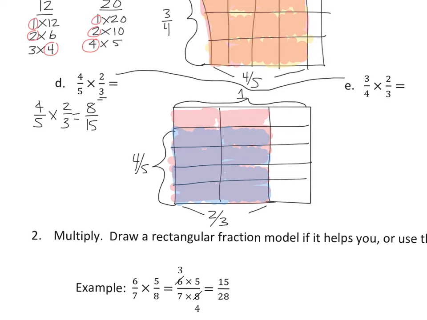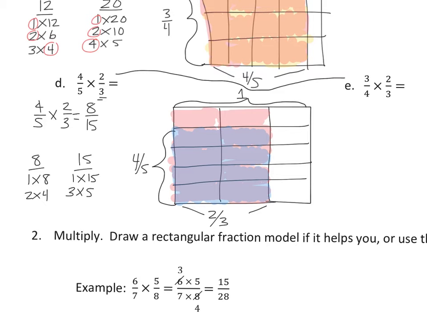And now I'm going to go ahead and see, is 8/15 in simplest form? We're going to look at our factors for 8 and 15. Well, an easy one for 8 is 1 times 8. And the next one would be 2 times 4. And we'll stop there because there's only 4 factors for 8. Let's do 15. We have 1 times 15. And we have 3 times 5. There's no other. So that also has 4 factors.